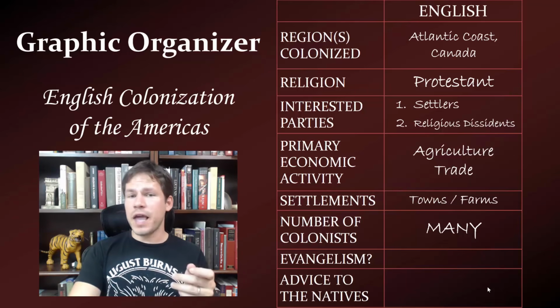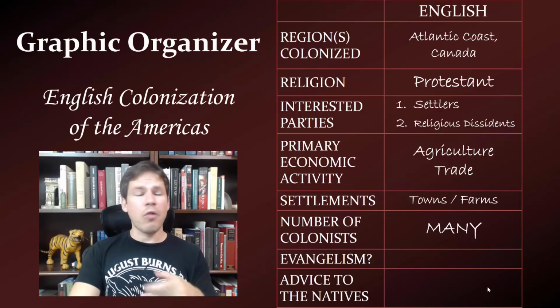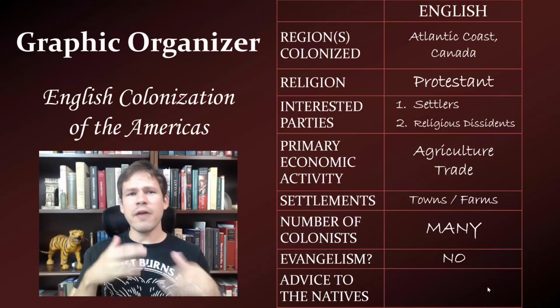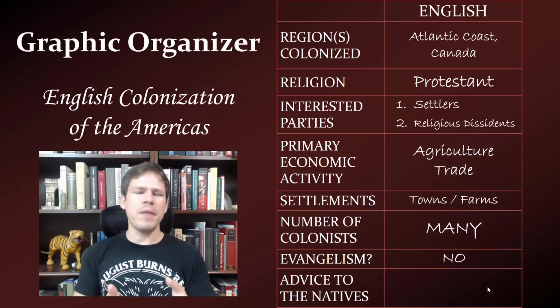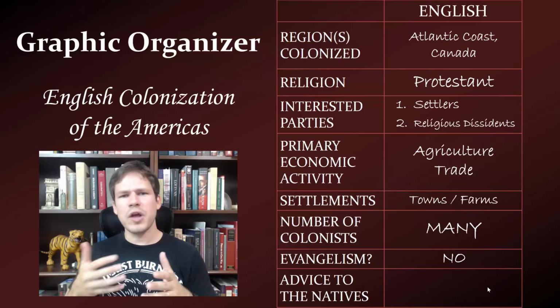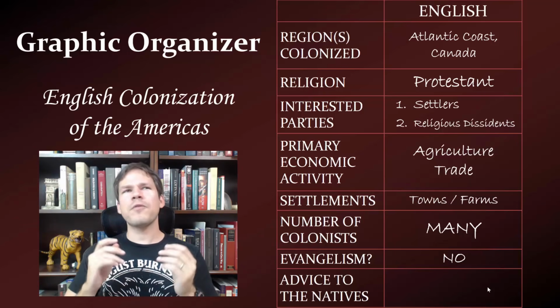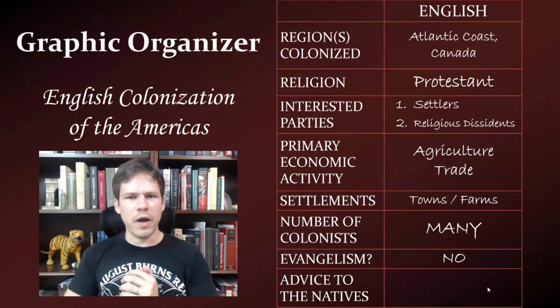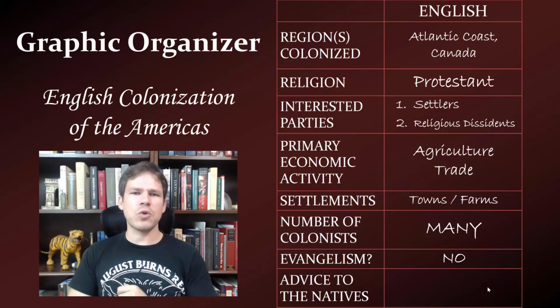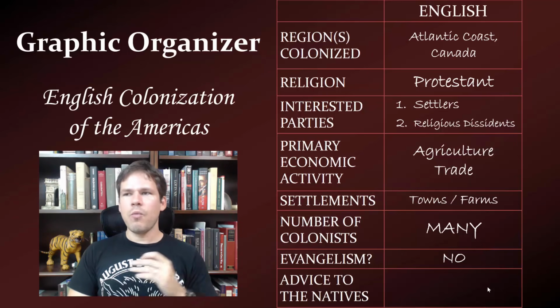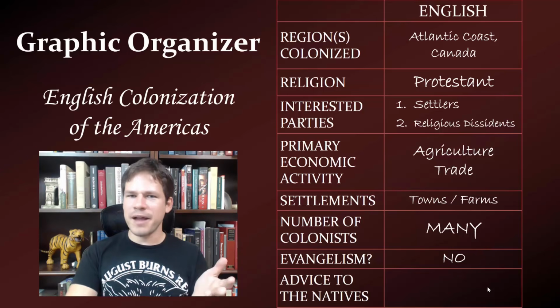Now, also, since they came in droves, and a lot of them were religious dissenters, they weren't really as focused on evangelism. Now, were there some English ministers who wanted to evangelize the Indians? Sure. But there was not an organized program of state-sponsored evangelism like you saw with the French and with the Spanish.